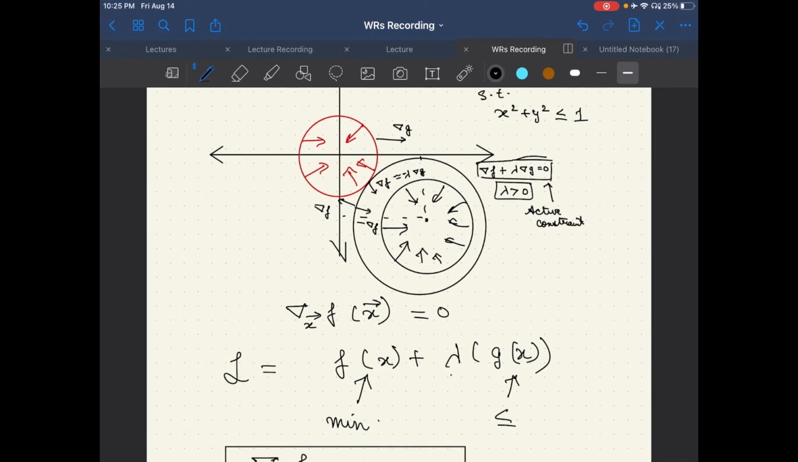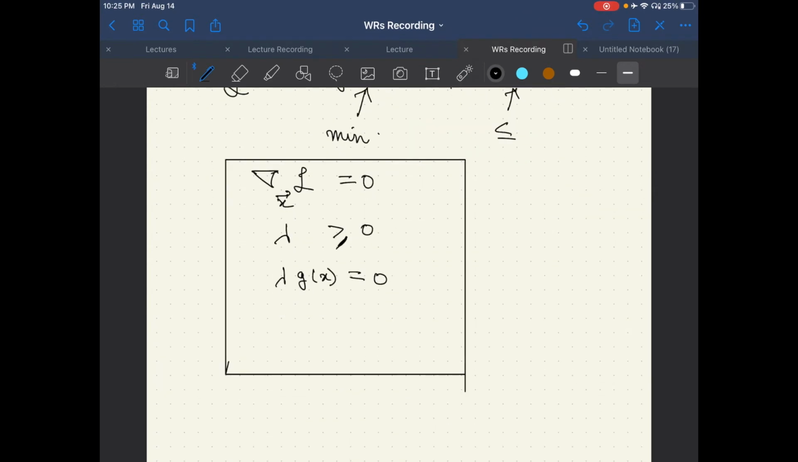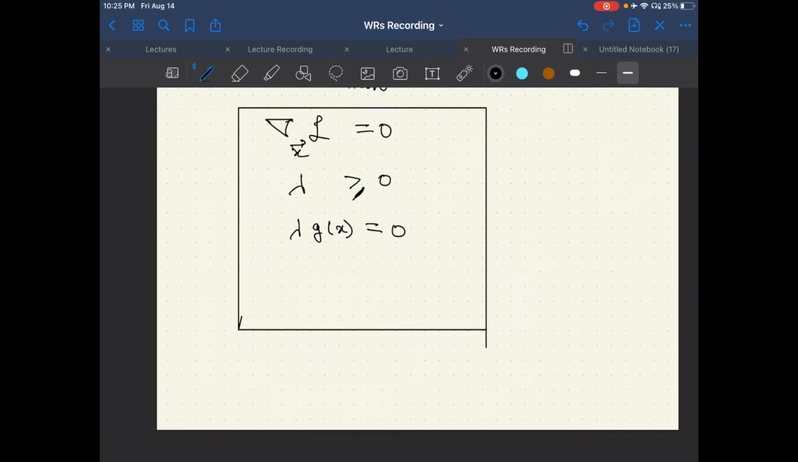Why so? Because when you are at the boundary, you clearly see that here g(x) is equal to 0, and that would make this lambda greater than 0. On the other hand, if we are somewhere inside, our g(x) is less than 0. That would mean that our lambda is equal to 0. So the product of lambda and g(x) at any given time, when we are dealing with a constrained optimization problem, has to be equal to 0.